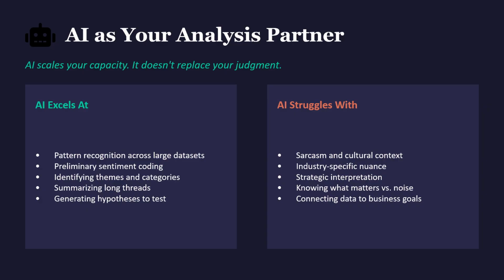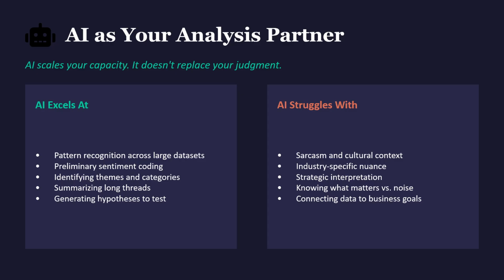Think of AI as your analysis partner. AI is a tool that scales your ability to handle large data sets. It doesn't replace your strategic thinking, but it can process hundreds of comments and posts very quickly. It can do initial sentiment tagging for hundreds of comments and posts. It can then group content by theme. It can summarize long conversation threads, and it can spot patterns that you might miss in large data sets, because our minds don't do large data sets, but that's what AI does.